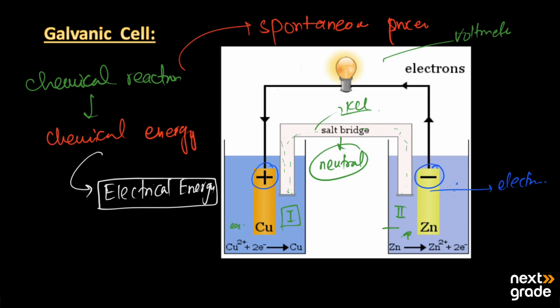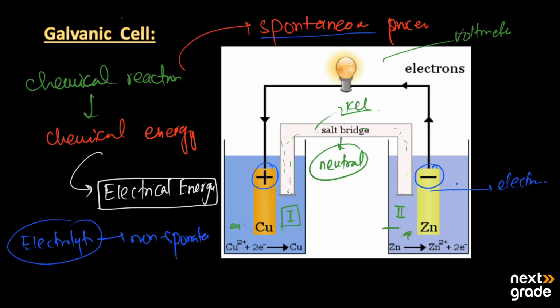In the galvanic cell, the spontaneous process takes place, but in the electrolytic cell the process is non-spontaneous because we require a source of energy to be attached for the process to take place, and then the electrical energy is converted into chemical energy. But in the galvanic cell this process is totally spontaneous: when we insert these electrodes, the flow of electrons starts and we can measure it with the help of the voltmeter.